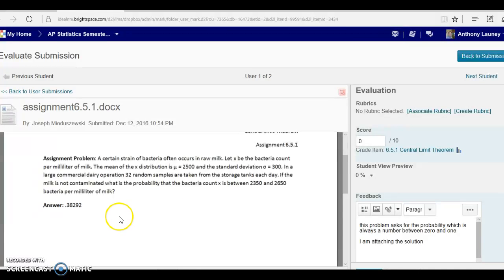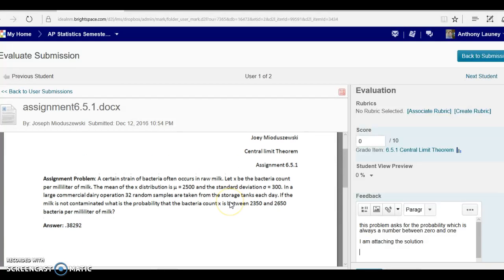Hey Joey, I'm sending you a solution for the bacteria. This is actually a sampling distribution problem, and I thought I would show you a little. I did a hand solution here.